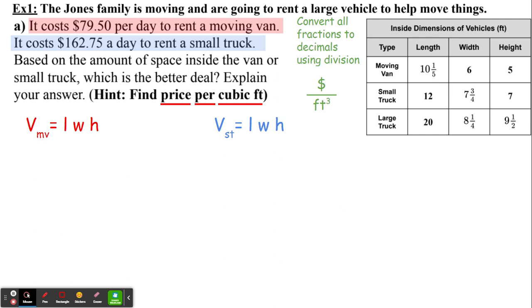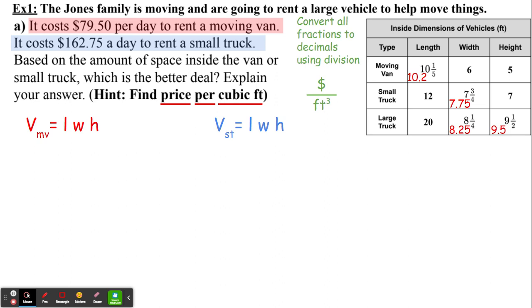So to get this fraction to a decimal, do top divided by the bottom, that's what a fraction bar is. 1 divided by 5. So you type that into your calculator, 1 divided by 5 is 0.2. So 10 and a fifth is 10.2. Okay, the next fraction, 7 and 3/4 is 7.75. And then we might deal with a large truck later. 8 and a fourth is 8.25. And 9 and a half, hopefully you have that memorized, is 9.5.